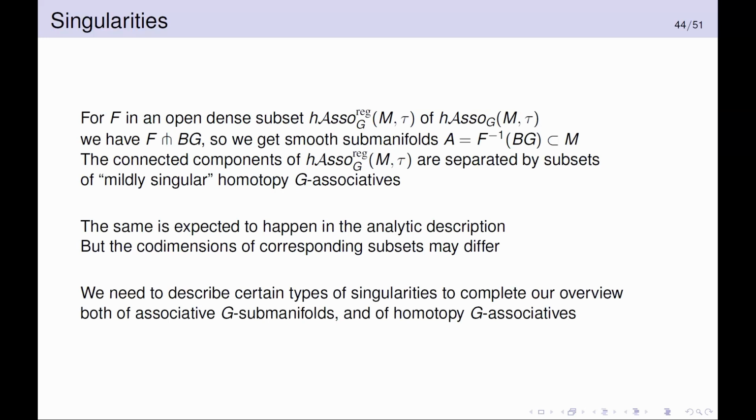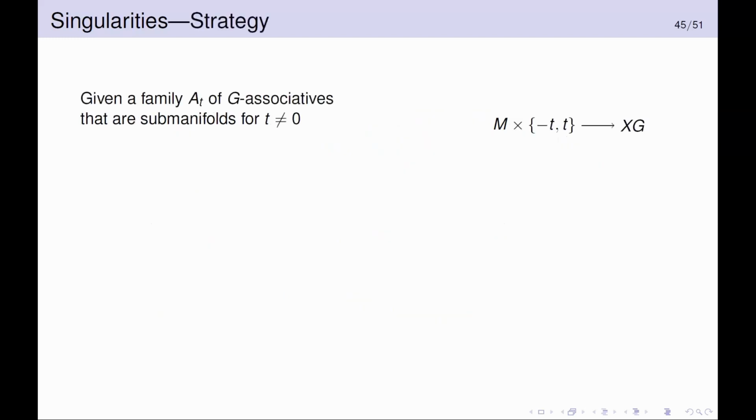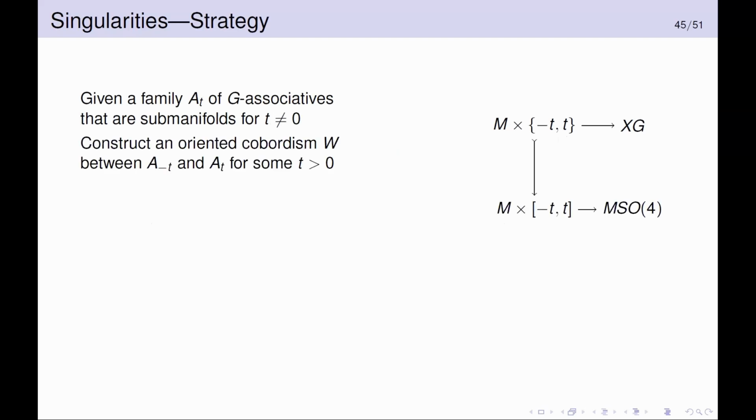So we need to describe certain types of singularities to complete our overview, both of associative G submanifolds and of homotopy G associatives. Let's start with the strategy. We have a family of G2 structures, and we have a family of G associatives A_t, which are submanifolds except at t equals 0. Then we try to construct an oriented cobordism between A_{-t} and A_t for some t greater than 0. And there is no obstruction to that. We have seen that. That's possible, because we are in one homology class, basically.